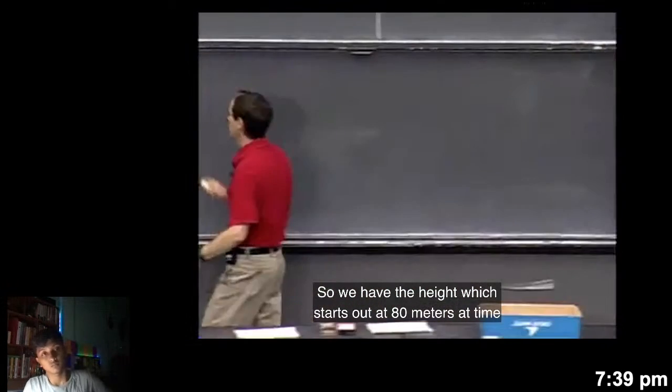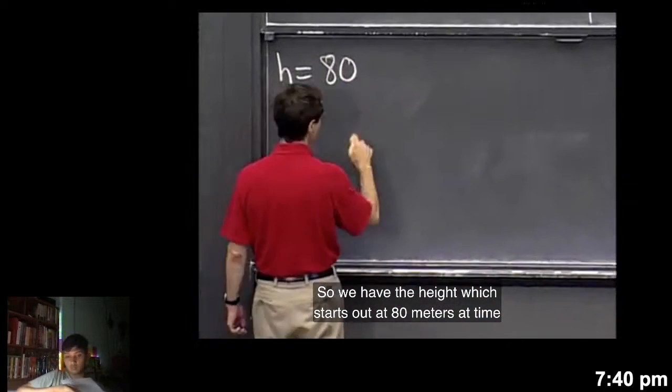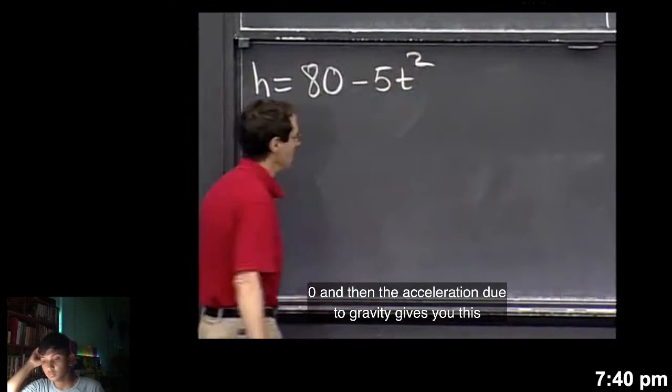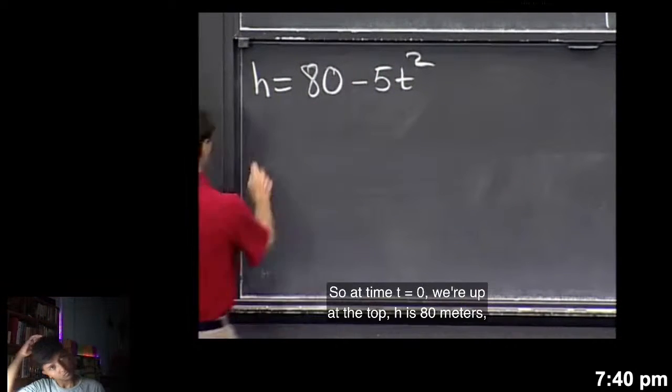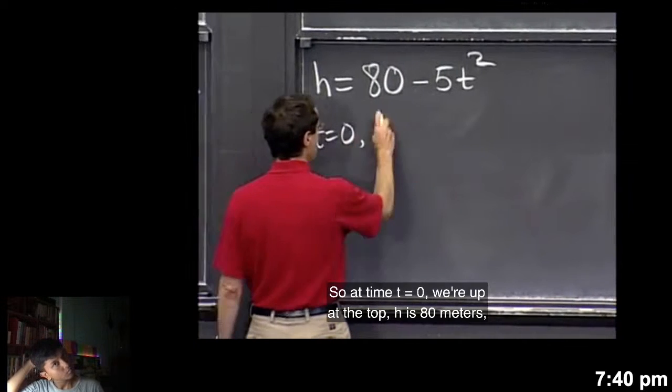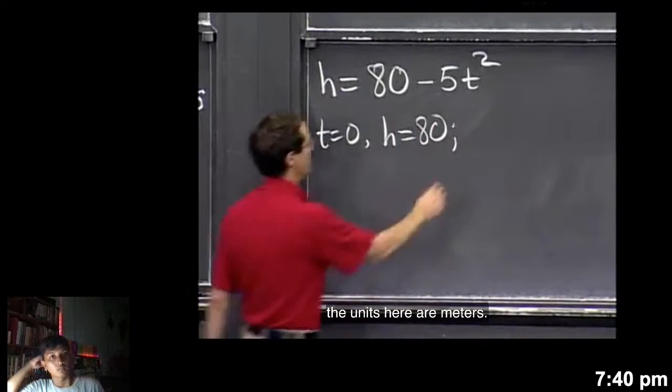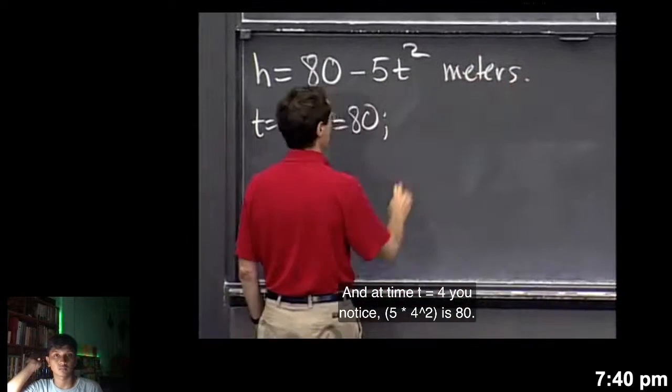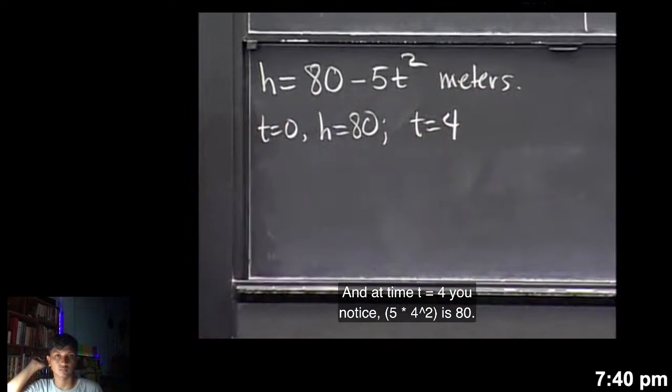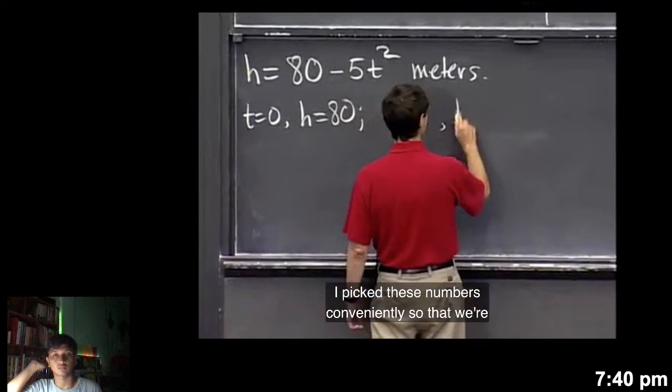we have the height, which starts out at 80 meters at time 0, and then the acceleration due to gravity gives you this formula for h. This is the height. So at time t equals 0, we're up at the top. h is 80 meters. So this is the unit of meters. And at time t equals 4, you notice 5 times 4 squared is 80. So I picked these numbers conveniently so that we're down at the bottom.